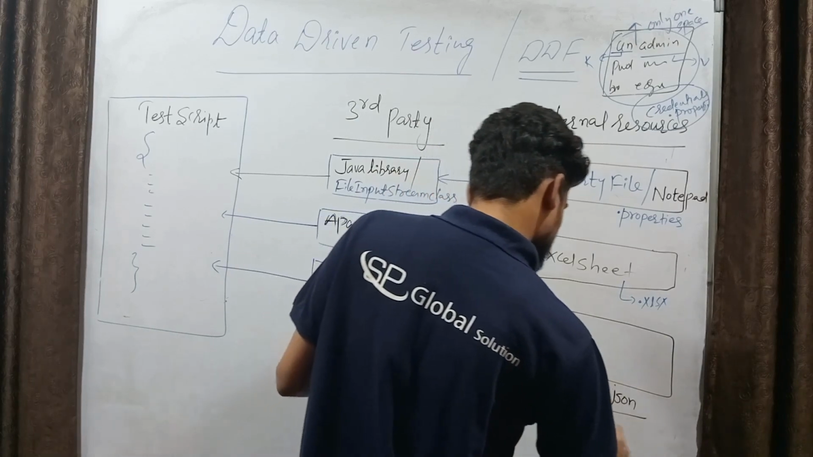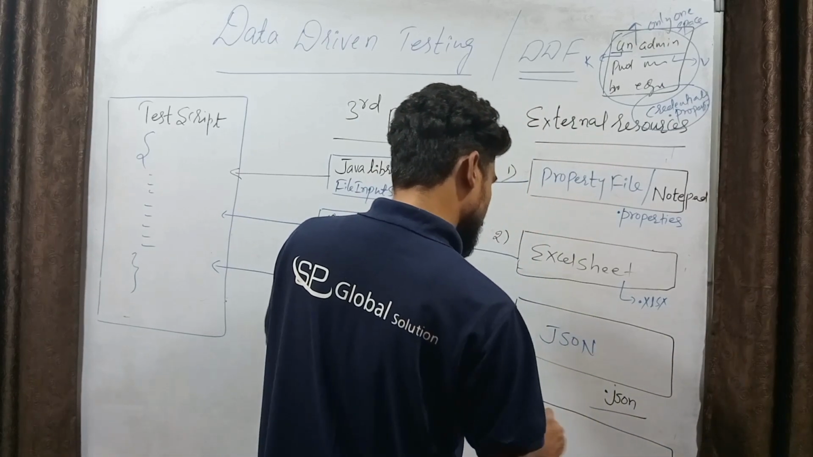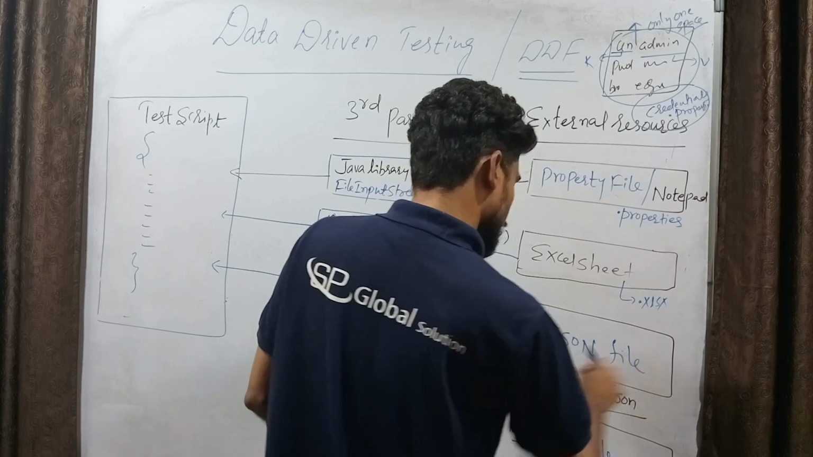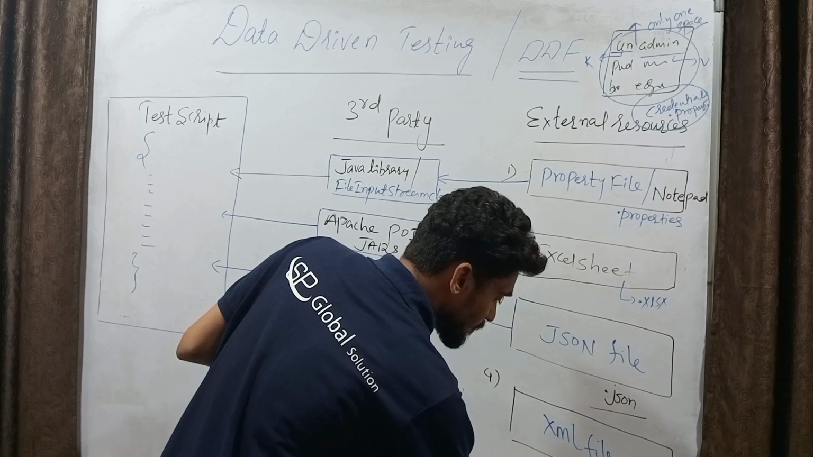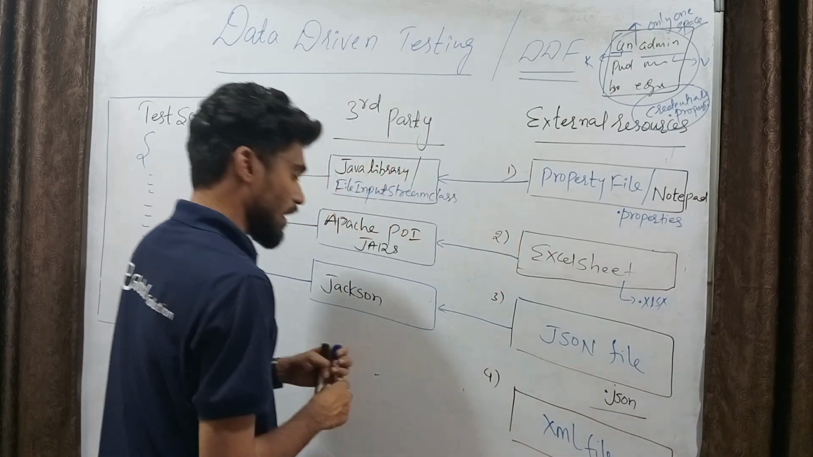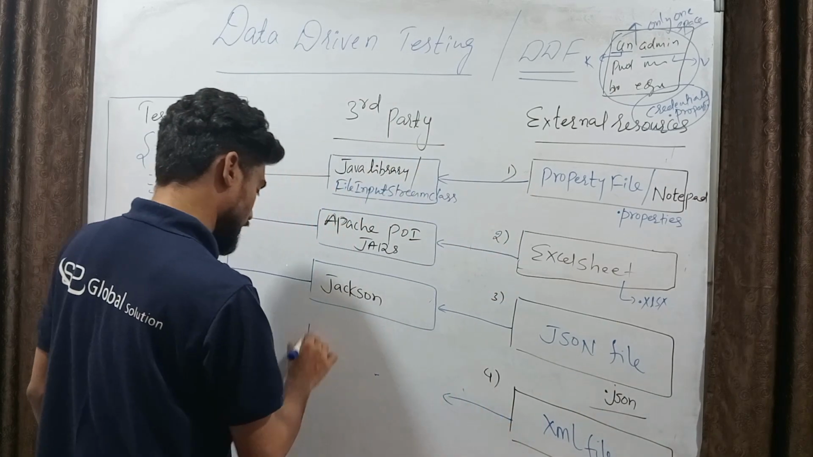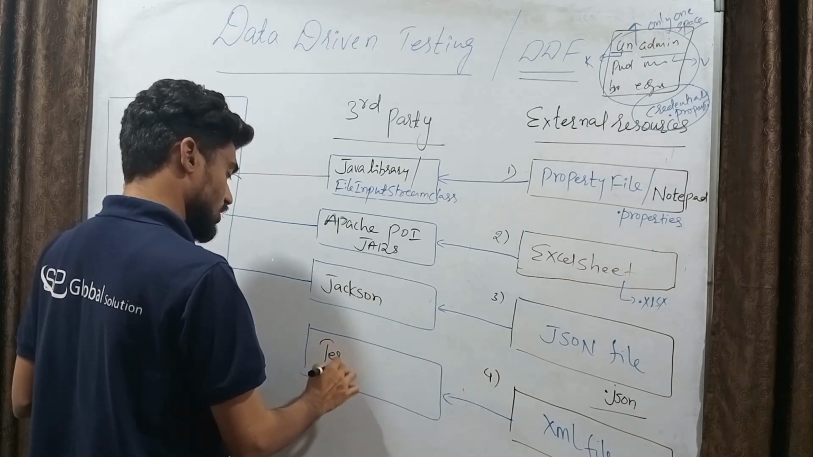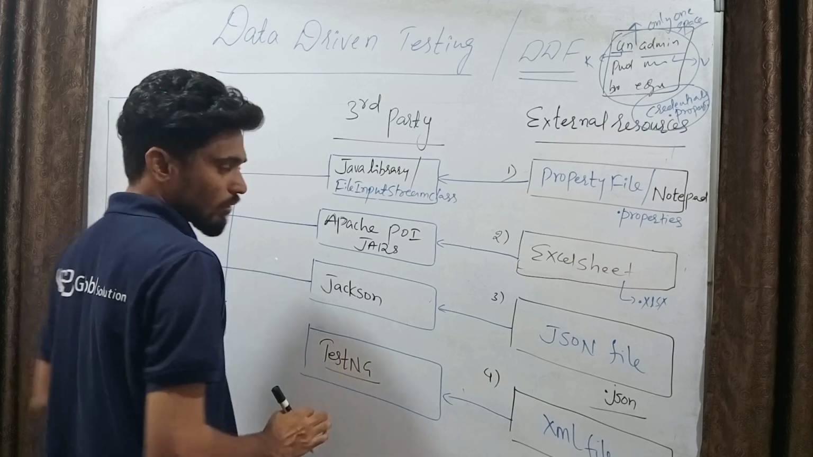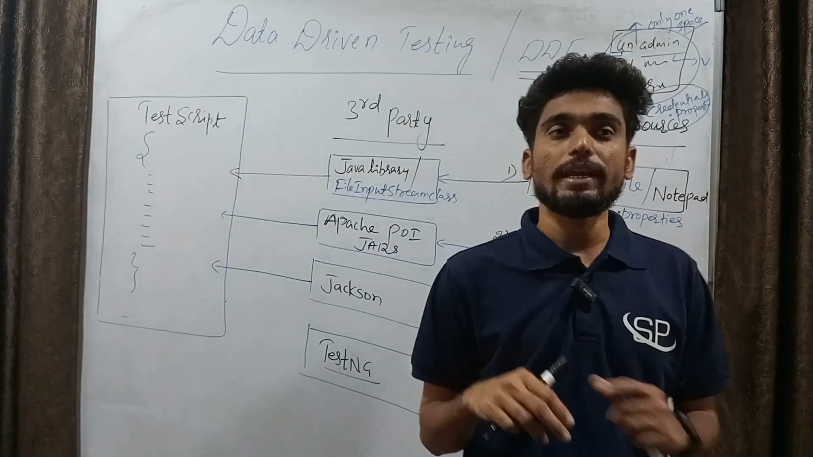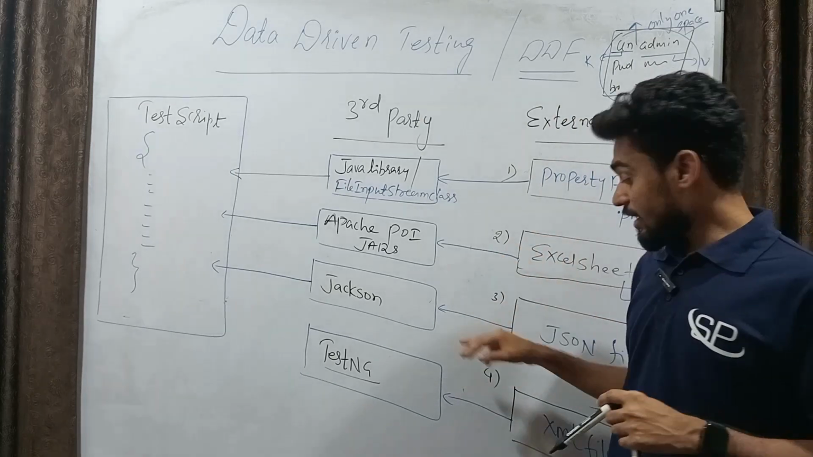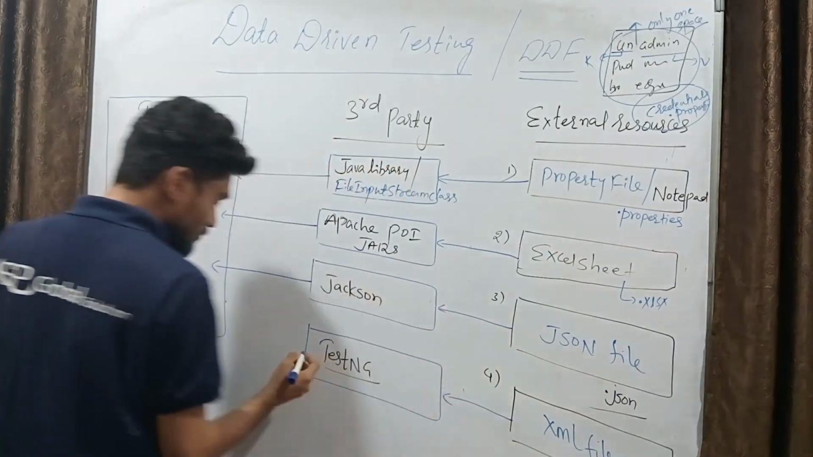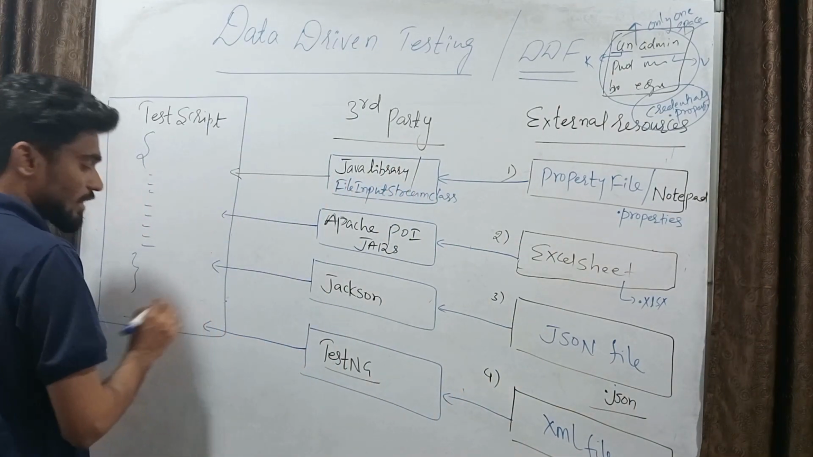Now, in the same way, we will have a fourth external resource. We call it XML file. Which file is it? XML file. It is not the JSON file. Sir, what is the extension for XML then? .xml. And we can fetch the data by using the third party called TestNG. Okay, what is TestNG? TestNG is a unit testing tool for developers and it acts as a framework for test engineers. Am I right? Yes, and from there we can call the data inside the test script.